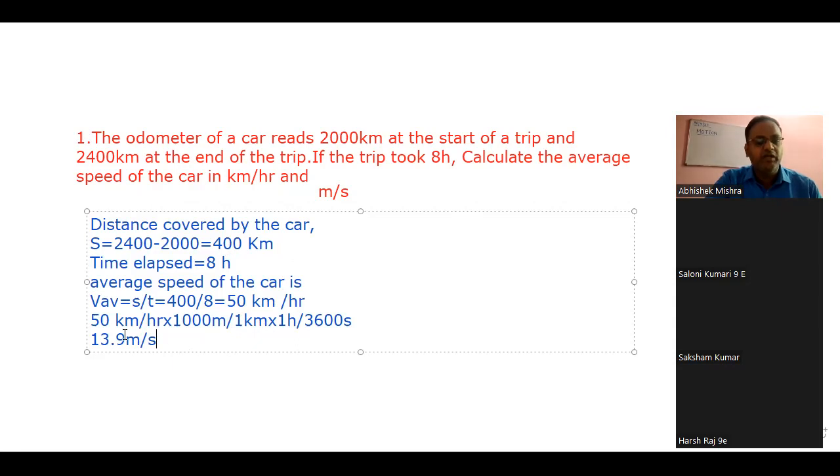Got it, students? So here we are converting: 1 kilometer is equal to how many meter? So 50 kilometer is equal to how many meter? There we have done. Then 1 hour is equal to 3600 seconds. To convert the hour into seconds, we divide by 3600 seconds. We know that in 1 hour, there are 3600 seconds.